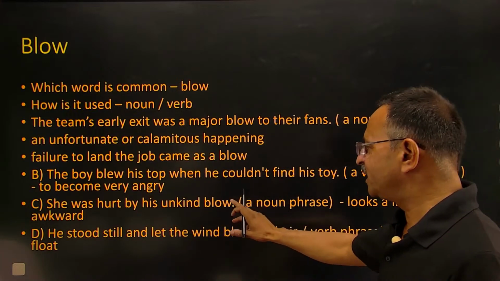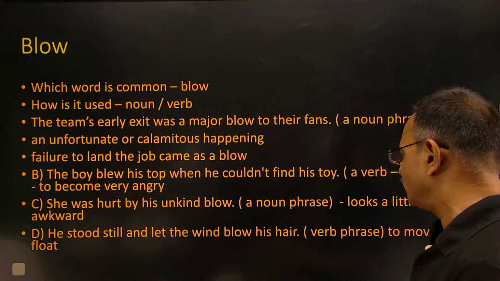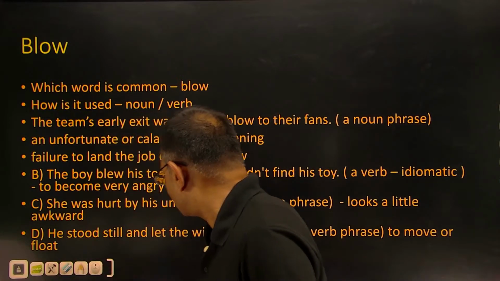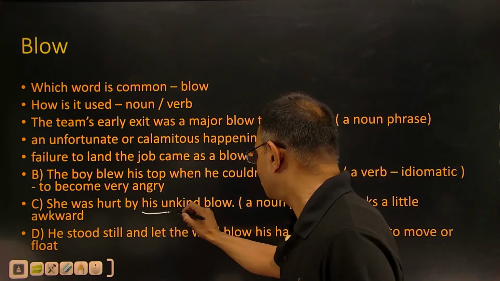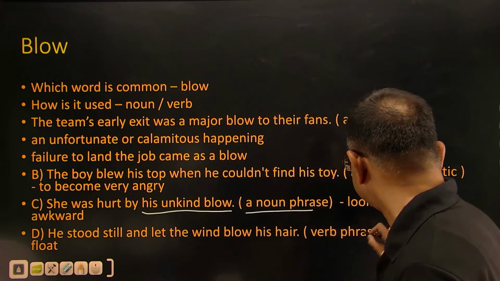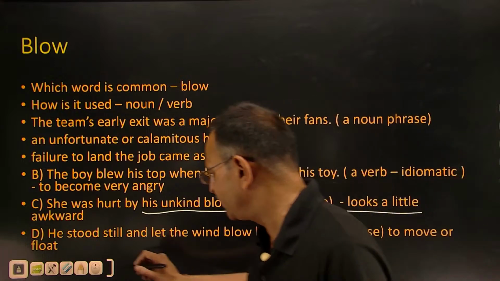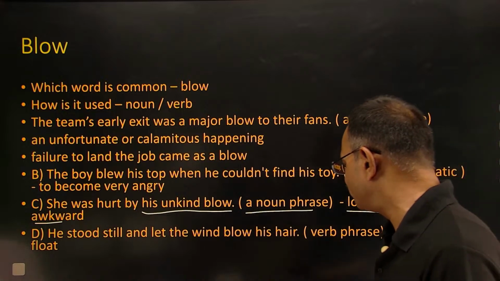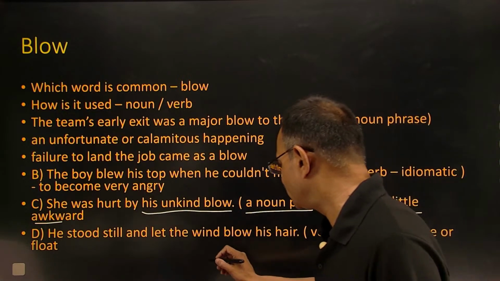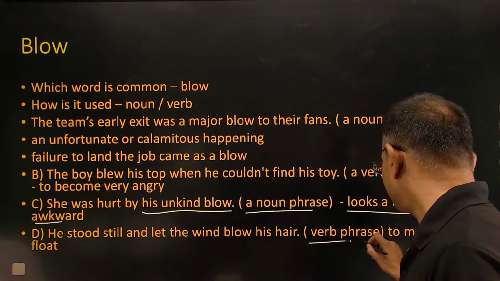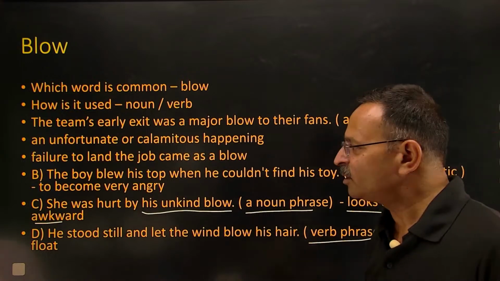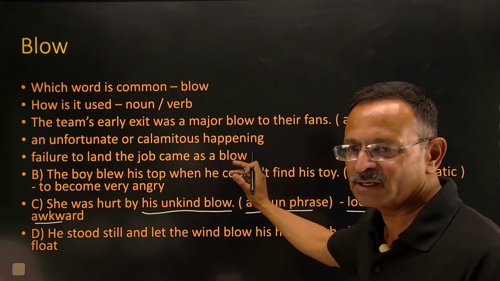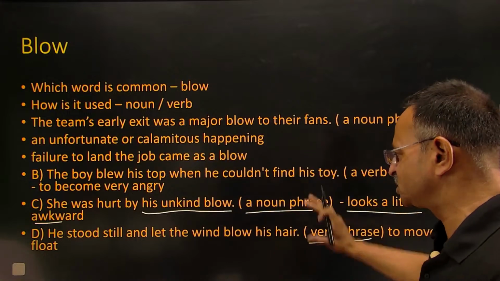Then the next one is: she was hurt by his unkind blow. So you can see again it's been used as an unkind blow, so it's a noun phrase. Looks a little awkward, right? And then the last one is: he stood still and let the wind blow his hair. So here again it's been used as a verb phrase. So the first thing we know is the common word, and the second thing is which part of speech is being used here.